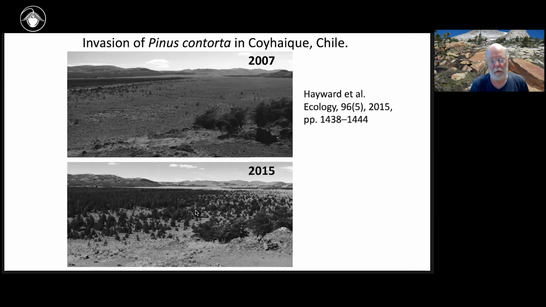Now, the last setting I want to move to is the southern hemisphere. And in the southern hemisphere, there's a big problem actually with pine invasion. Pine is not native in the southern hemisphere, but it's really taking over in some spots now. And this is one of such spots. This is Cayoque, Chile. And you can see this just 8 years apart. Pine plantation here, now it's spreading out this way.